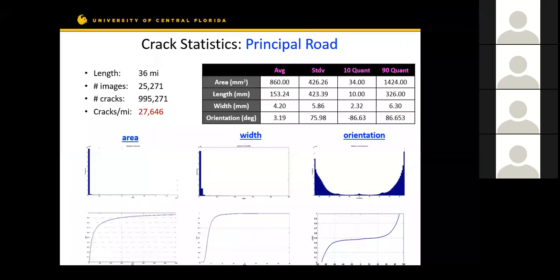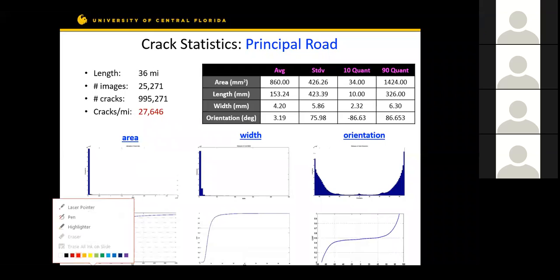Not only that, but the features that we calculate also give very detailed information about the cracks: the average geometry, the shape, the orientation of these cracks, and doing statistical analysis on those parameters can provide further information. For instance, we conducted the experiment on principal roads, as you can see, which have average traffic compared to some other ones.